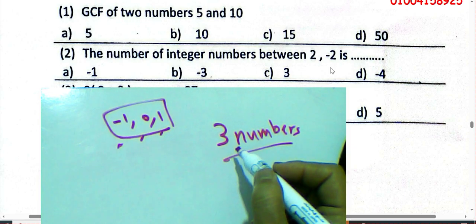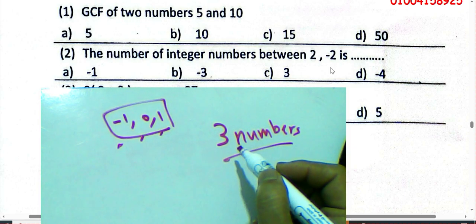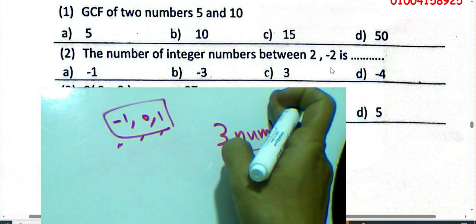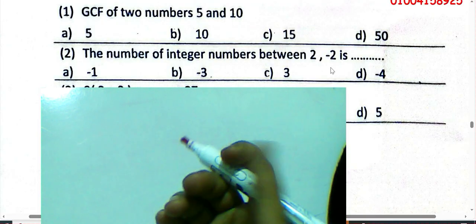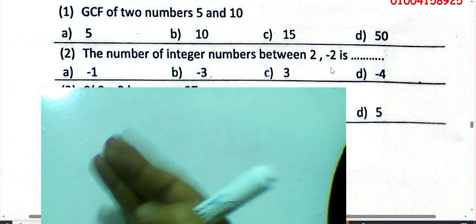Understood? You must count the numbers. The number of integers between 2 and negative 2 will be 3 numbers. Understood? Don't choose the number less than between 2 and negative 2. No, he asked about the number of integer numbers between 2 and negative 2. How many numbers between 2 and negative 2? We have 3 numbers. I choose letter C.